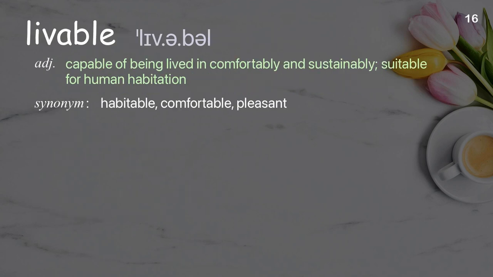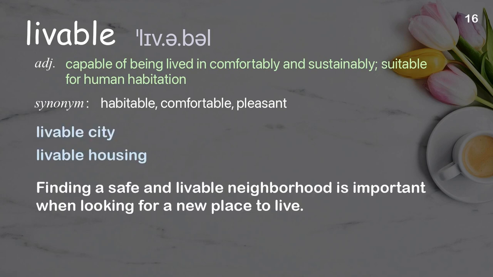Livable: capable of being lived in comfortably and sustainably, suitable for human habitation. Examples: livable city, livable housing. Finding a safe and livable neighborhood is important when looking for a new place to live.